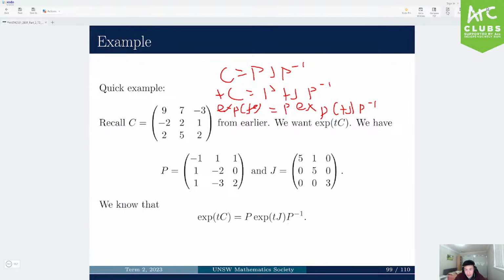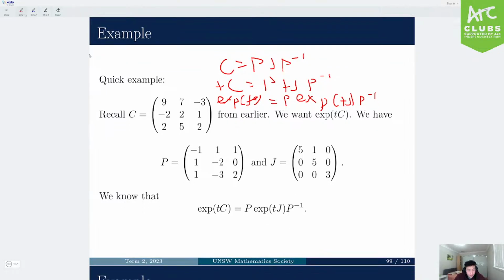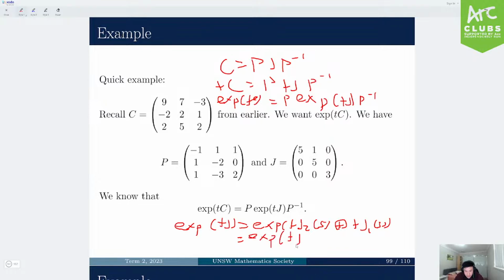And again, we have the exponential of tJ. Now this Jordan matrix is a direct sum of Jordan blocks, right? So we have the direct sum of tJ_2 of 5 with tJ_1 of 3. And remember that the exponential of a direct sum is the direct sum of exponentials. So we can actually break this up.